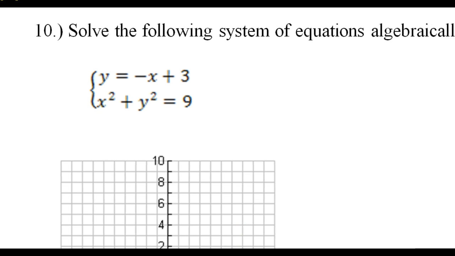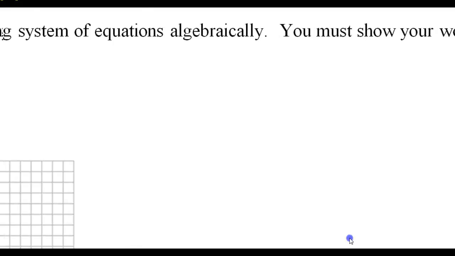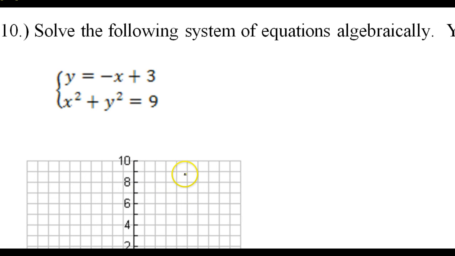So, taking a look at number 10, solve the following systems algebraically. You must show your work for full credit. So they gave us this little graph here, but we're going to solve it without using the graph. So if you're going to solve a system algebraically, notice again we have a line and a circle. You can tell from the y equals mx plus b with nothing squared, that's a line. You see how the x is squared and the y is squared? That's a circle. So let's just use substitution.